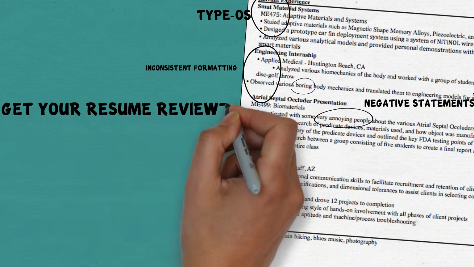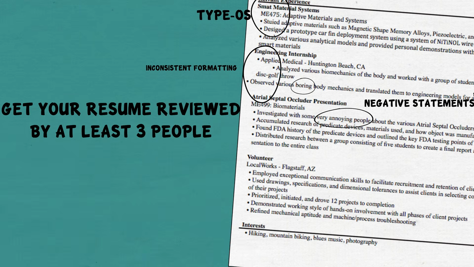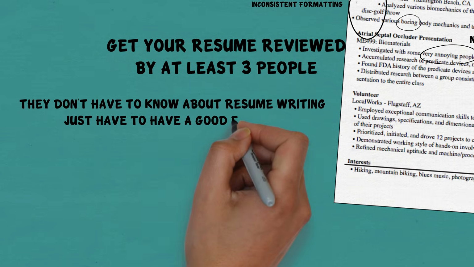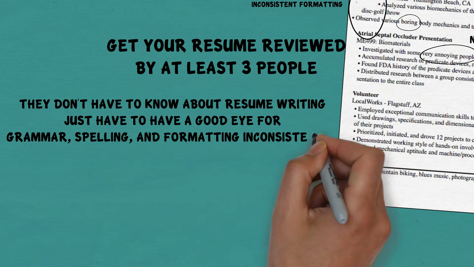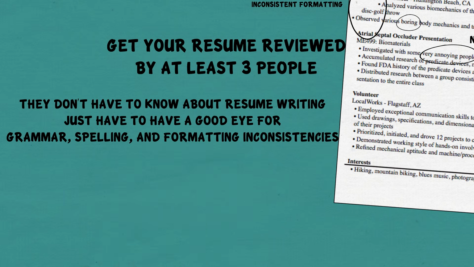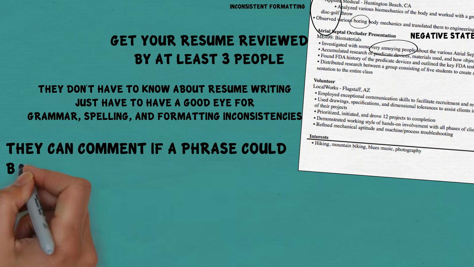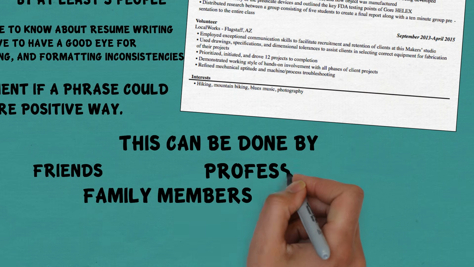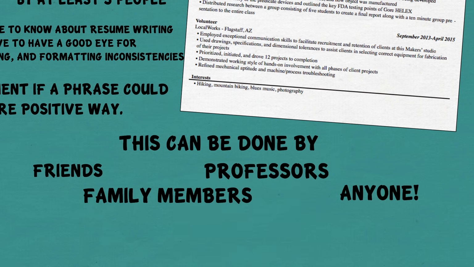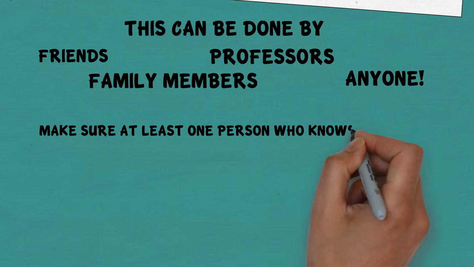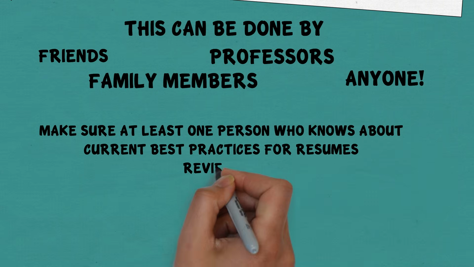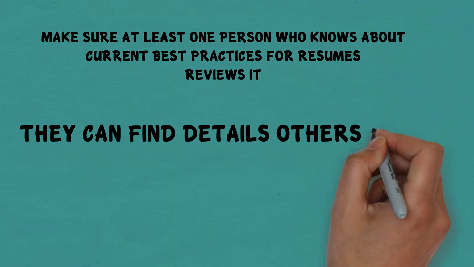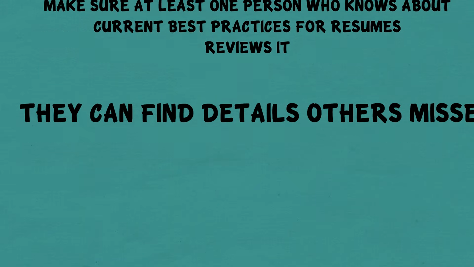We recommend you get your resume and cover letter reviewed by at least 3 people. They don't have to know anything about resume writing, but should have a good eye for grammar, spelling, and formatting inconsistencies. They can also comment on if any statements need to be phrased in a more positive way. This can be done by friends, family members, professors, anyone really. Make sure you also get it reviewed by at least one person who does know about current best practices for resumes, though. They'll be able to point out any details that your other reviewers might have missed.